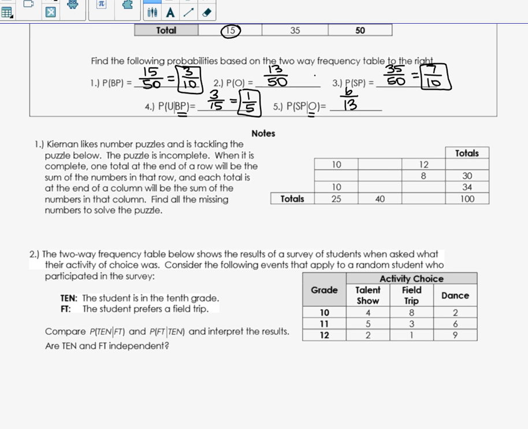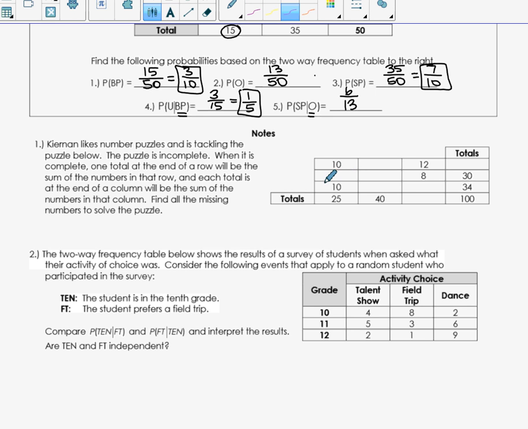So for number one, it says Kieran likes number puzzles and is tackling the puzzle below. The puzzle is incomplete. When it is complete, each total at the end of a row will be the sum of the numbers in that row, and each total at the end of a column will be the same. So basically it's saying all your vertical columns should line up and add up, and then all of your rows as well. If you look at this, there's a couple different places you could start.